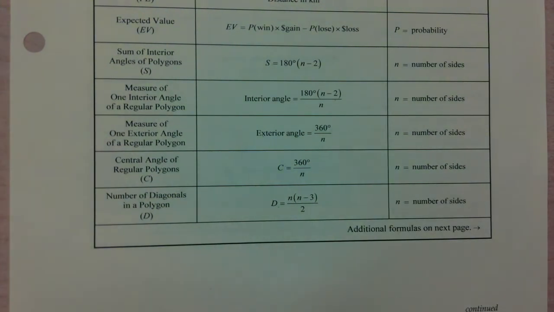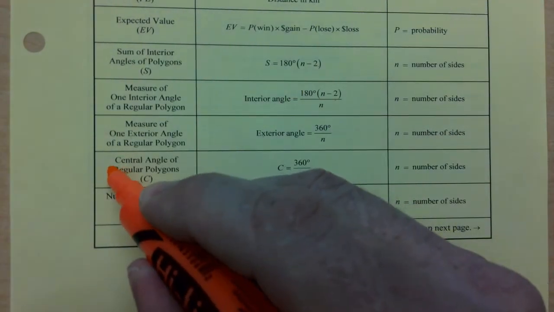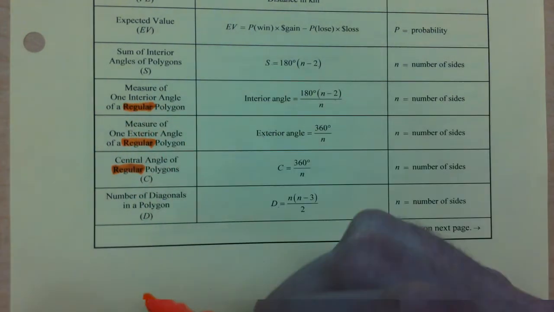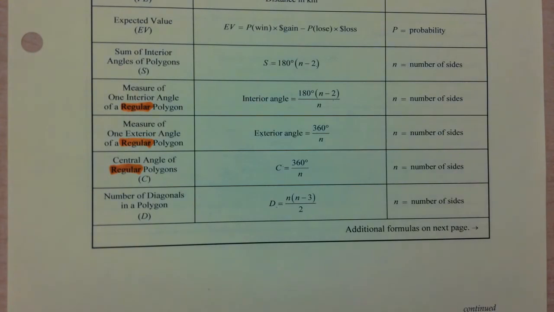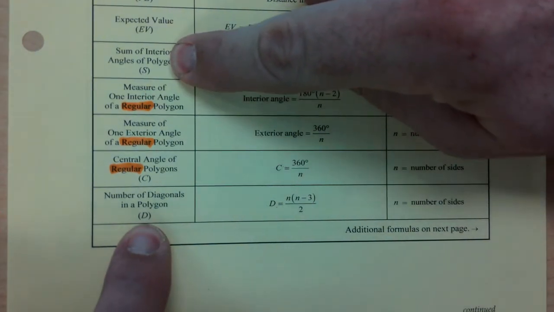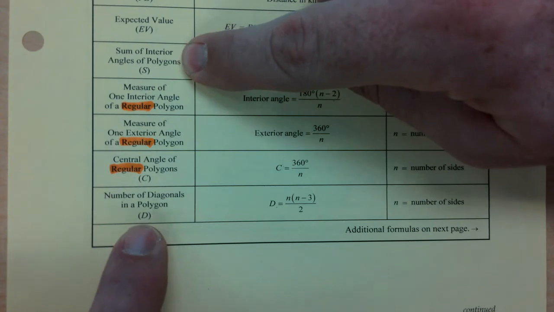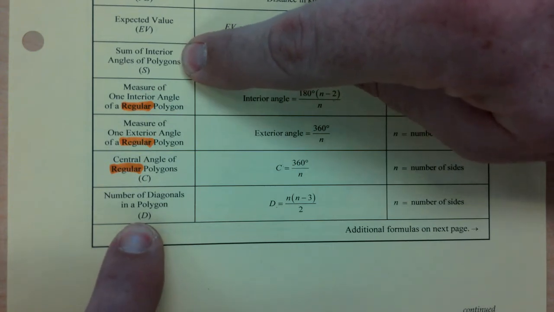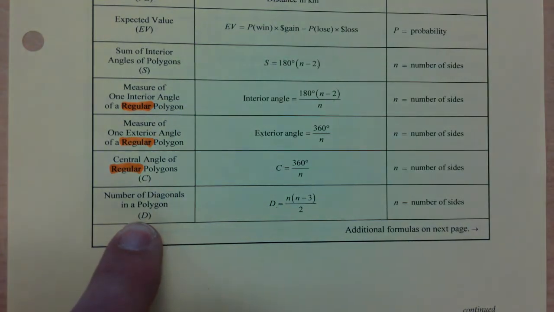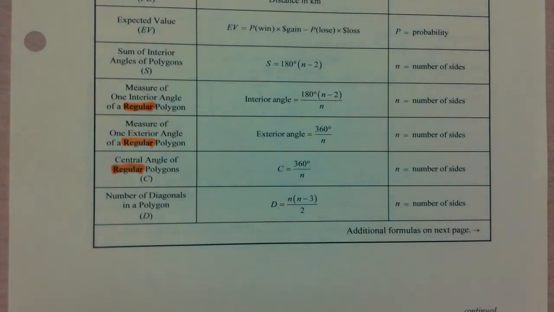Notice the wording here. I will use an orange highlighter so it sticks out, but it says regular, regular, regular. Those three are the only ones that work only for regular polygons. The S and the D, the sum of all interior angles and the number of diagonals, work for any type of polygon. But these three, ICE, maybe put that on your study sheet, only work for regular polygons. I don't know if you want to put that on there.